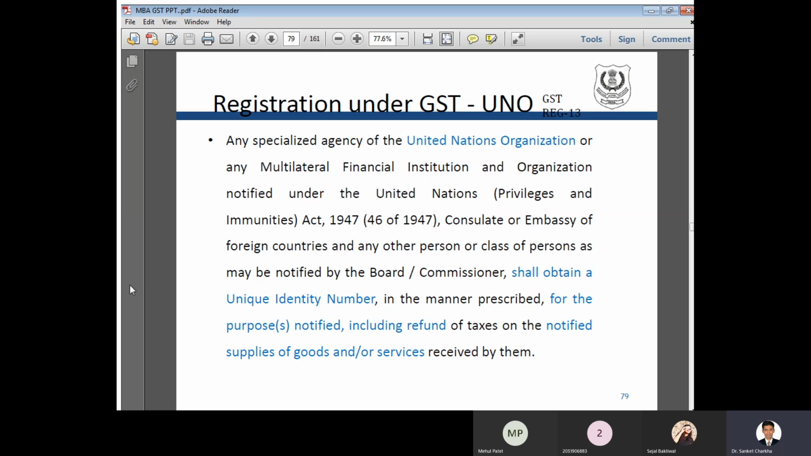Next, additional information with respect to the United Nations is also applicable, and accordingly you can conduct, verify or scrutinize those activities also. The information has to also be communicated with the UNO, the WTO, the consulate or the embassy of foreign countries, and any other persons or class of persons as may be notified by the board or commissioner. For communicating this information, you need a proper Unique Identification Number, that is the UIN, under GST, in the manner prescribed for the purpose of notified persons, including a refund of taxes on the goods and services received by them.